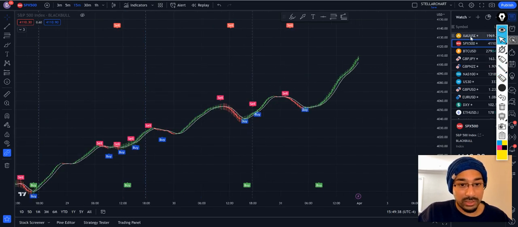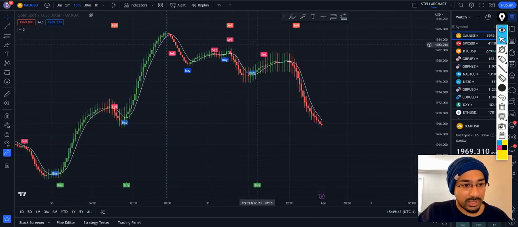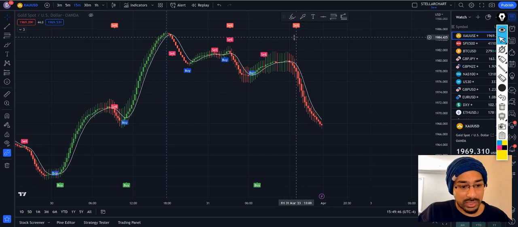So here, let me come back here. Just jump to gold, for example, and show you a couple of different pairs, and it's essentially something very similar here. This happened fairly late in the day, about 12 o'clock Eastern Standard, and I've taken this trade based off of my own indicators.